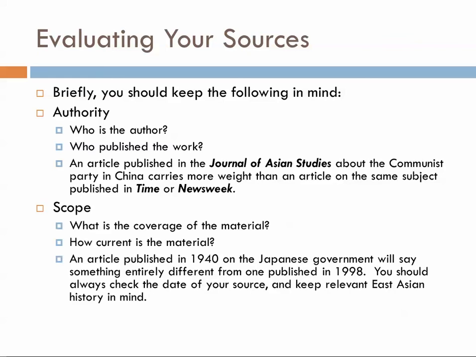The scope. You should ask yourself about the scope of your material. What is the coverage and how current is it? An article, for example, published in 1940 on Japanese government will say something entirely different, as I'm sure you can imagine, from one published in 1998. You should always check the date of your source and keep relevant East Asian history in mind. I have on occasion in my own experience received papers from students that read quite strangely. And as I read through it, I thought, gee, have I slipped into a time machine? What's going on here?